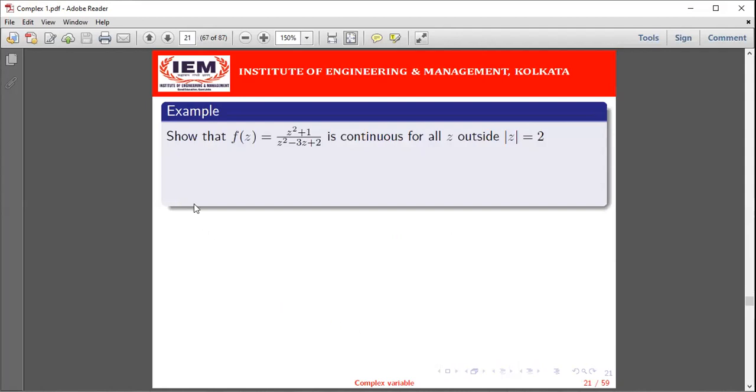So here we need to show that this function is continuous for all z outside mod z equals 2. Outside mod z equals 2 means we are considering a circle with center at the origin and radius 2 units. How can we check whether this is continuous or not? It will be continuous if it is defined. So first we need to check whether it is defined at all the points, and it will be defined if the denominator is not equal to 0.